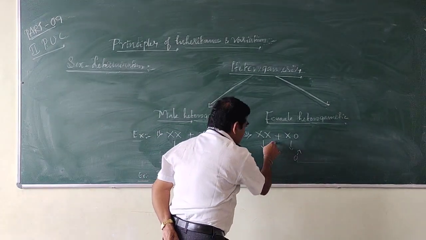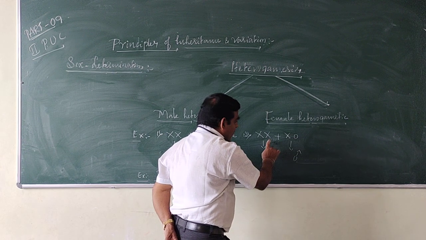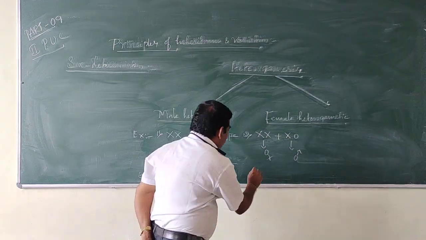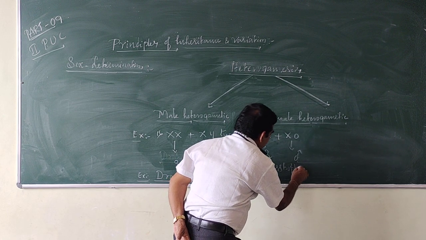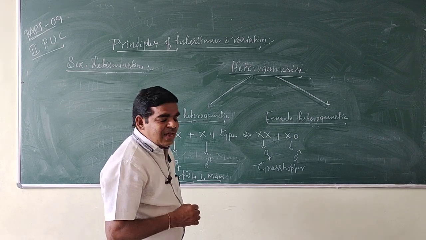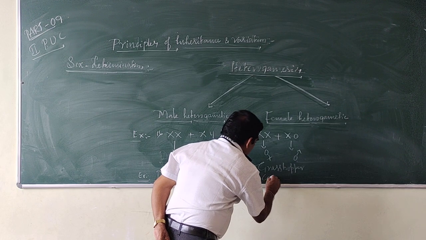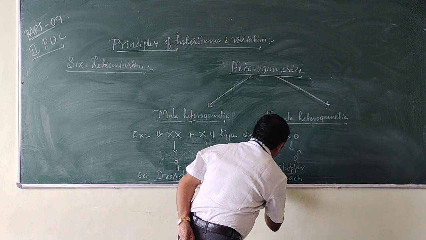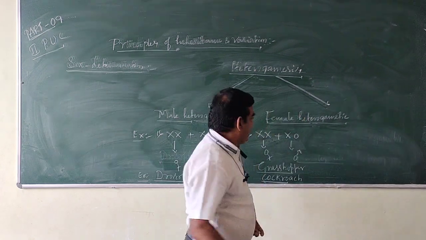Here the example is grasshopper. This type of XX and XO sex determination occurs in grasshopper and cockroach. Next, female heterogametic.